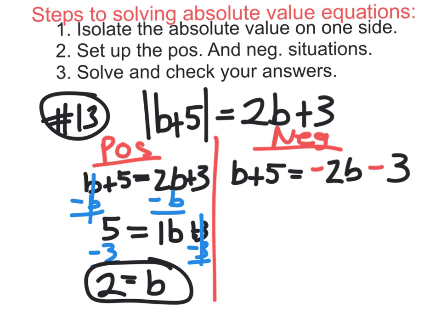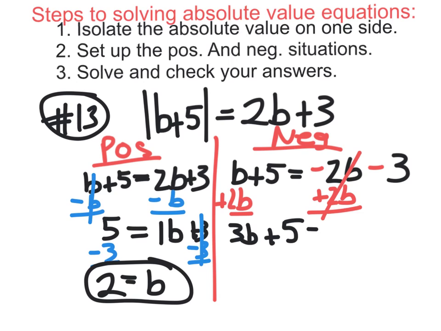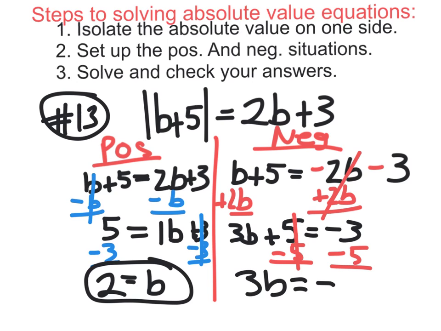Let's do the same for the other one. I want to get b by itself. This time I'm going to add 2b, so it'll cancel out. Add 2b, and I will end up with 3b plus 5 equals -3. Almost have it by itself. All I need to do is subtract 5, cancels, and subtract 5. And what I end up with is 3b equals -8.